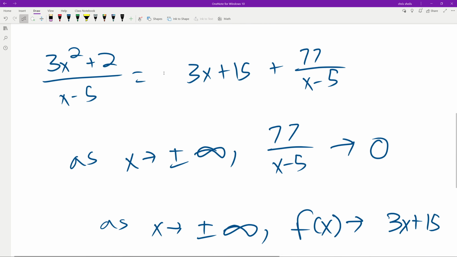This means that (negative x squared plus 2x plus 1) divided by (x plus 1) is equal to negative x plus 3 plus negative 2 over (x plus 1). Notice that this term is going to become insignificant as I go out towards positive or negative infinity. So my oblique asymptote here is just y equals negative x plus 3.